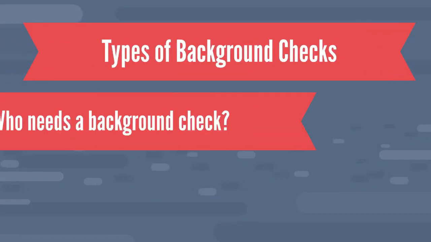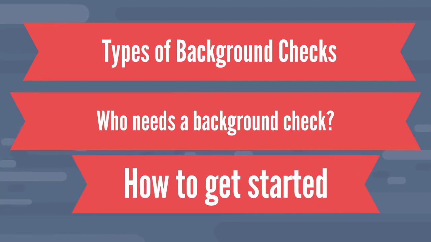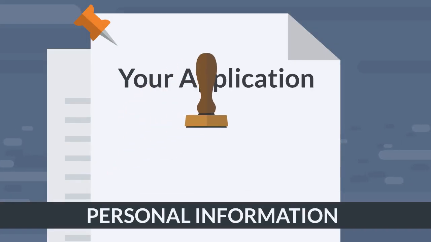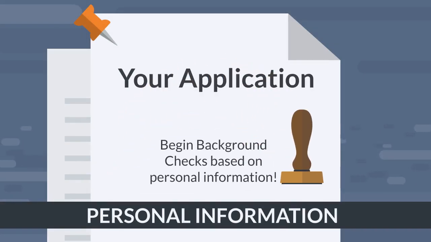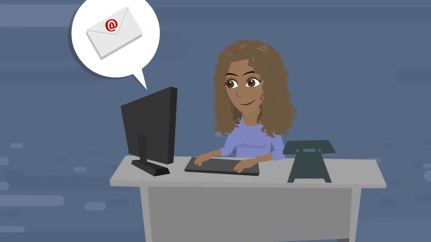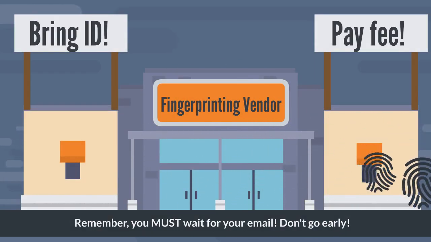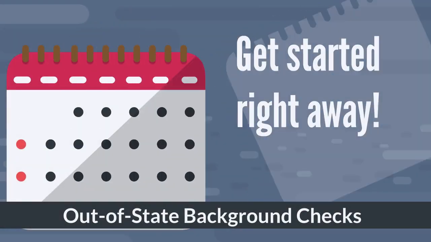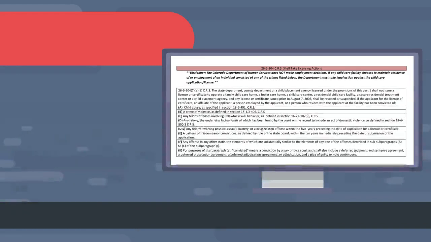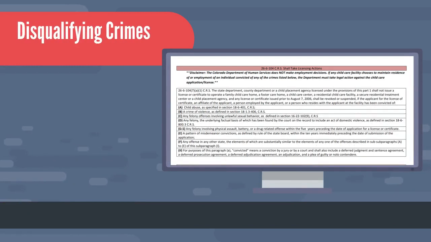So now you know about the different types of background checks and who needs to have one, and you know a little about how to get the process started. Background checks based on personal information will be set into motion as your application is being processed. Background checks based on fingerprints will be set into motion after you receive your email, and after you schedule your fingerprinting appointment. And if you've lived outside of Colorado in the past 5 years, you should begin the process of obtaining the out-of-state checks immediately. On the Office of Early Childhood website, there's a list of disqualifying crimes.